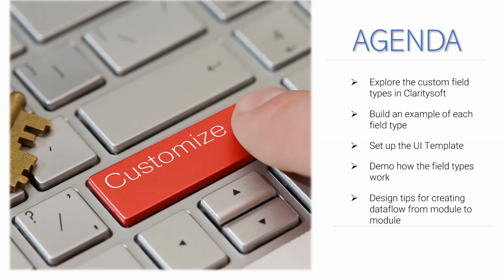And you know that once you set up a custom field, you have to go and edit the user interface template. So we will do that. And then we'll open a record and enter the data into the field so you can see how they actually work. Interspersed in all of the discussion of the custom field, I will give you different design tips for creating data flow from module to module.